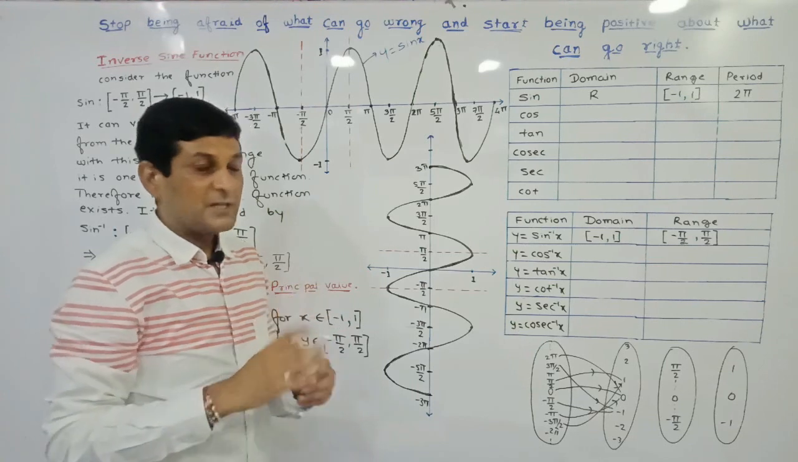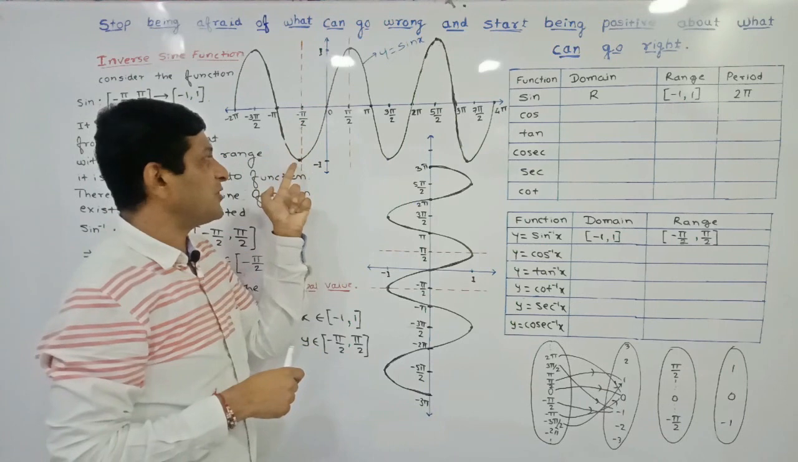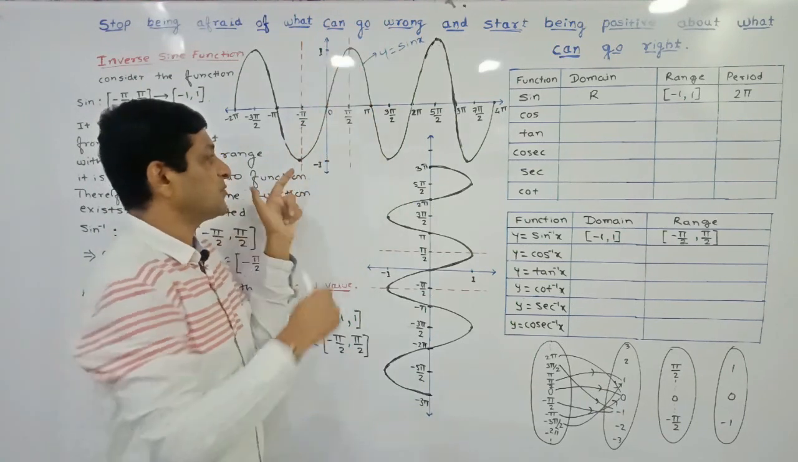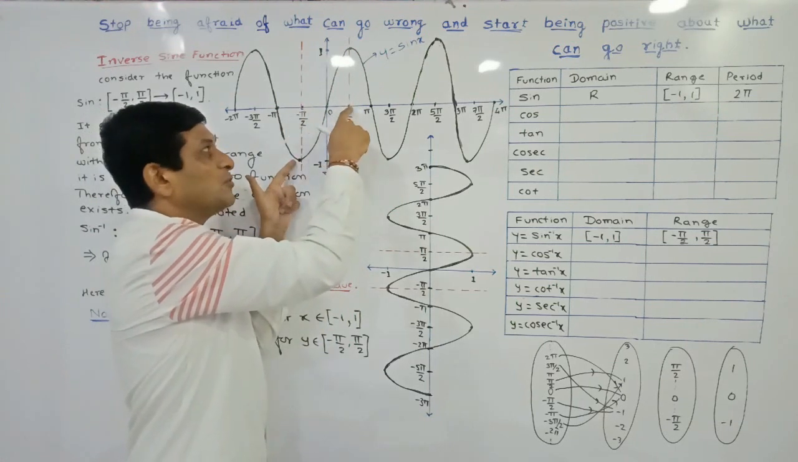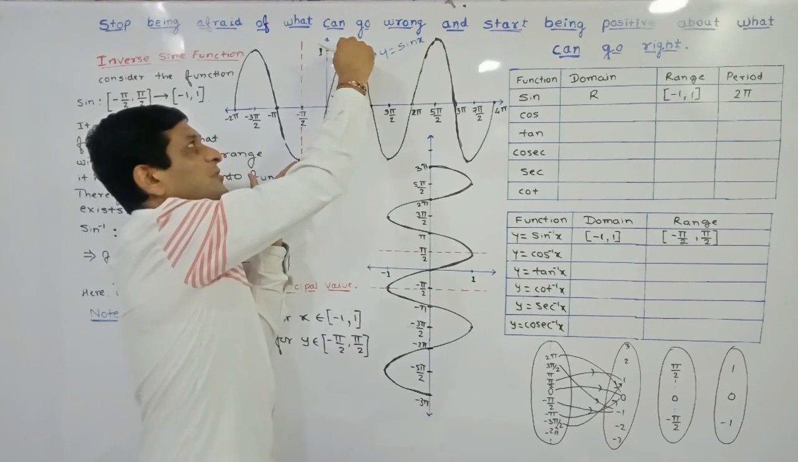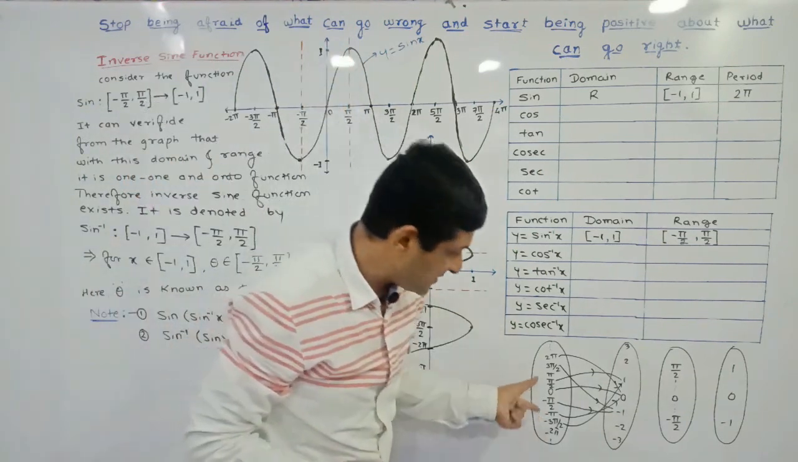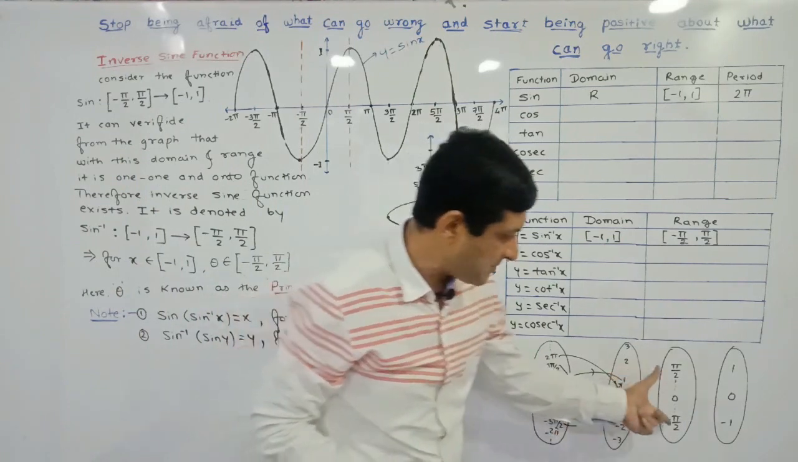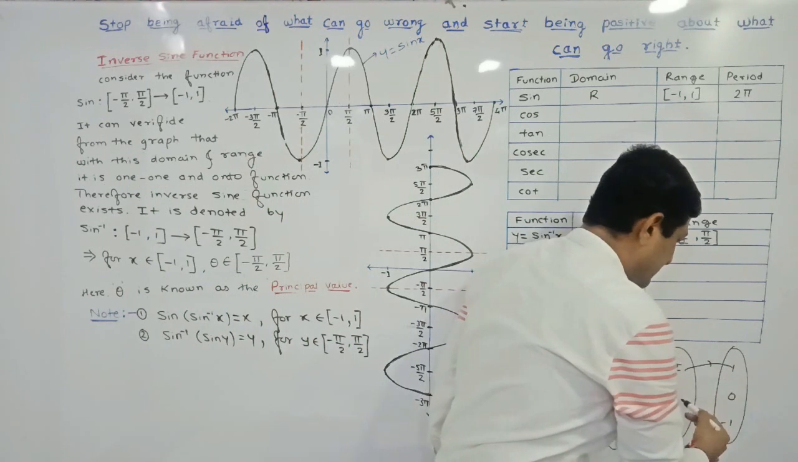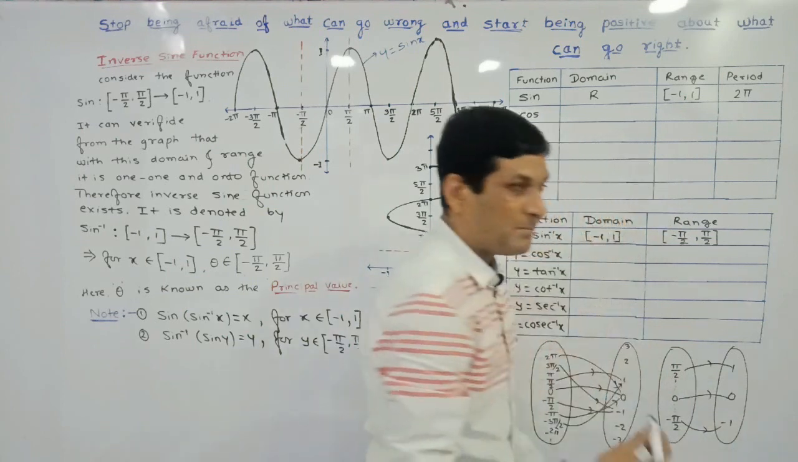In this case, for minus pi by 2 the value of sine is -1, and for plus pi by 2 the value of sine is +1, and in between minus pi by 2 to plus pi by 2 the values of sine are between -1 and +1, means values are not repeating. Just try to understand. Now we are considering only this part, between minus pi by 2 to plus pi by 2. What is the value of sine pi by 2? 1. Sine 0 is 0. Sine minus pi by 2 is -1.